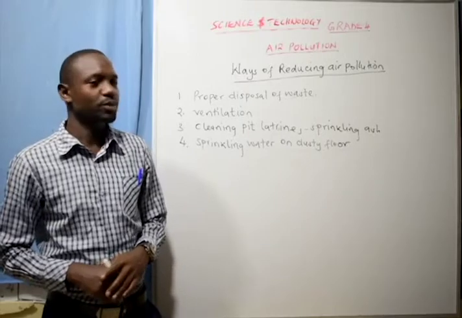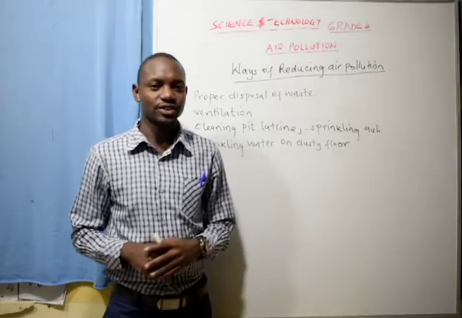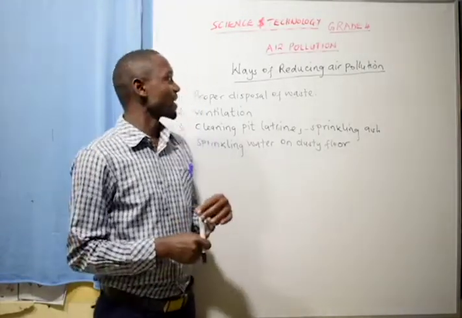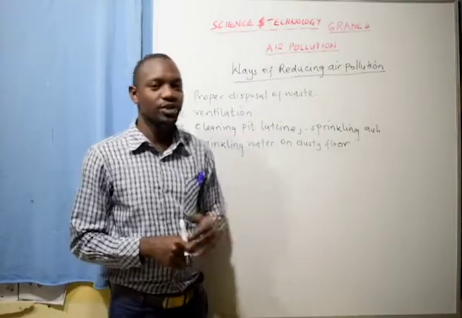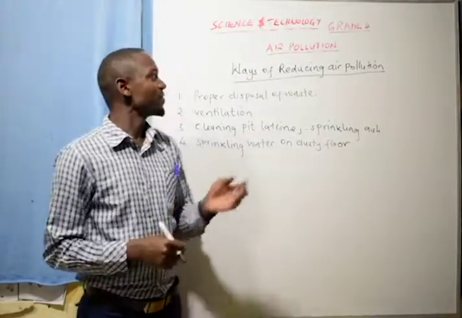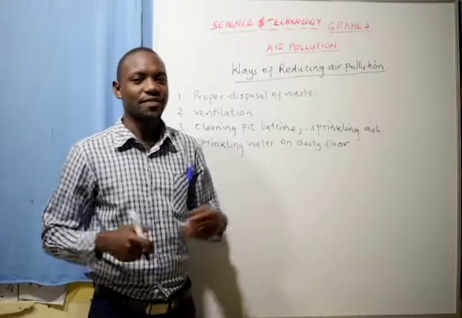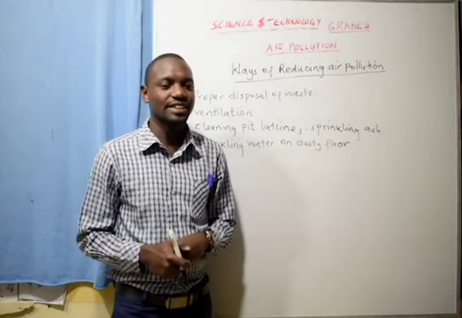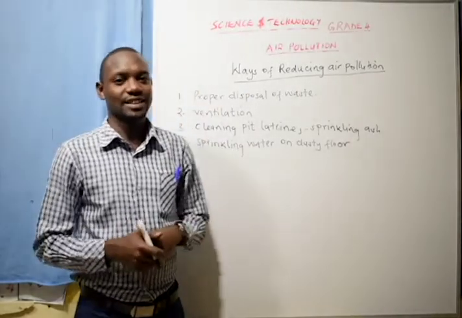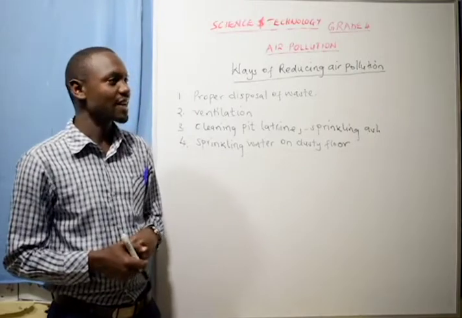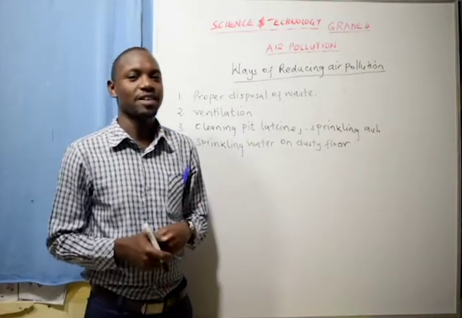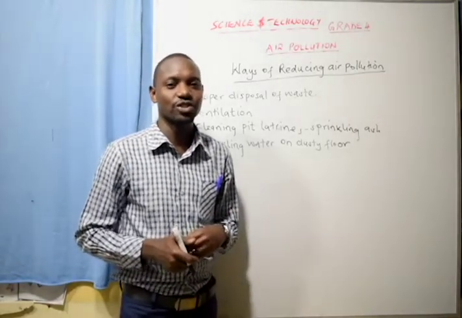Hello, grade 4 pupils. Welcome to today's lesson. We are still on the last part of air pollution. We began by defining the term air pollution. We gave examples of air pollutants like dust, smoke, and bad smell. Dust from earthen floors or the soil.